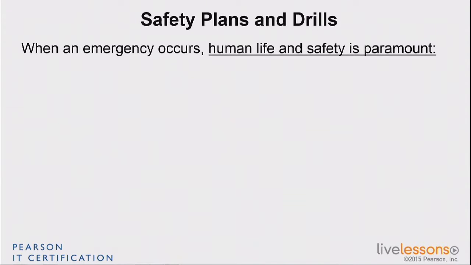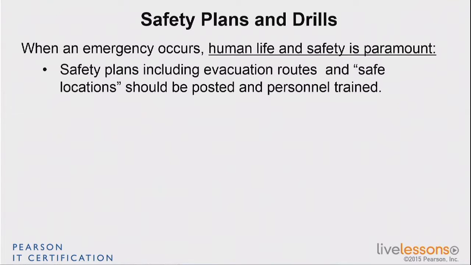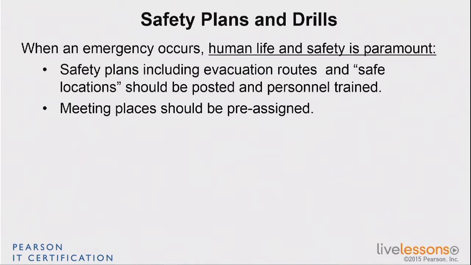When an emergency occurs, human life and safety is paramount. We can replace servers, we can replace data, but we can't replace human life. So when an emergency occurs in a physical plant, human life and safety always has to take precedent over everything else. Safety plans, including evacuation routes and safe locations, should be posted and personnel trained on where they are and how to get there. Meeting places should be pre-assigned.